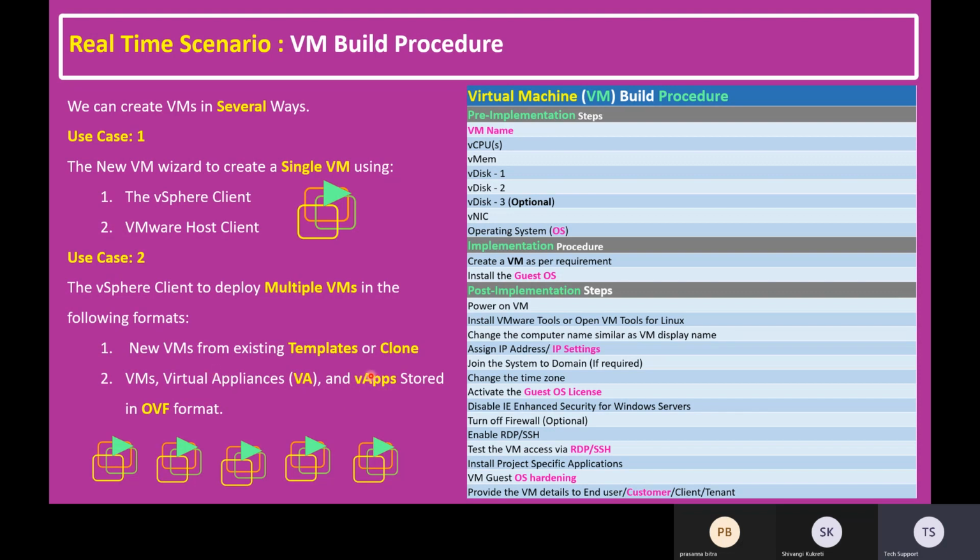And vApps are also one of the features in vCenter. We will discuss vApps in detail in the next class. Normally vApps and virtual appliances are all stored in OVF format. OVF means Open Virtual Format. Just to symbolize multiple VMs, I have given 5 icons here. Not only 5, a number of VMs we can deploy using the template, or using the OVF format also. So these are the main real-time scenarios, the use cases for snapshot, clone, and template.